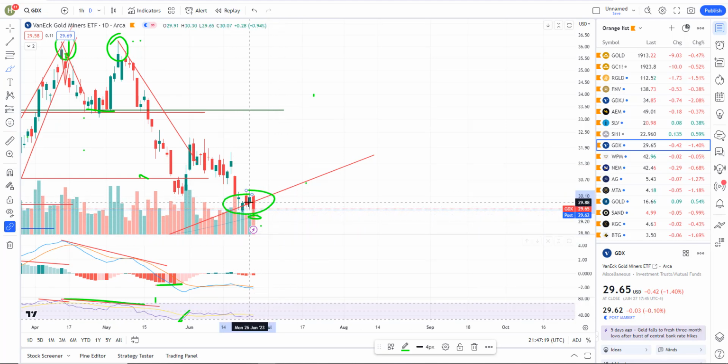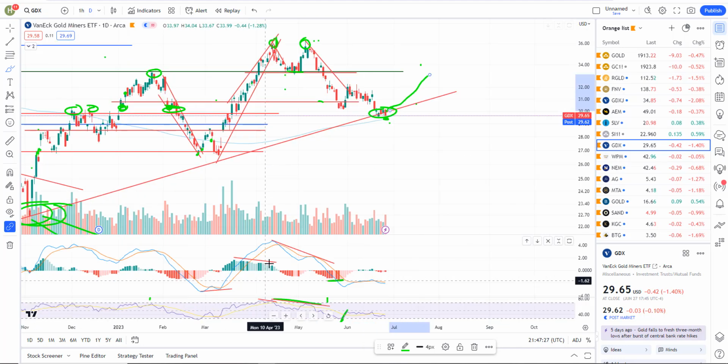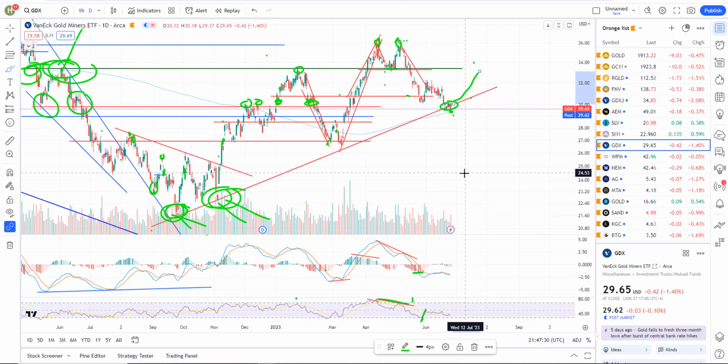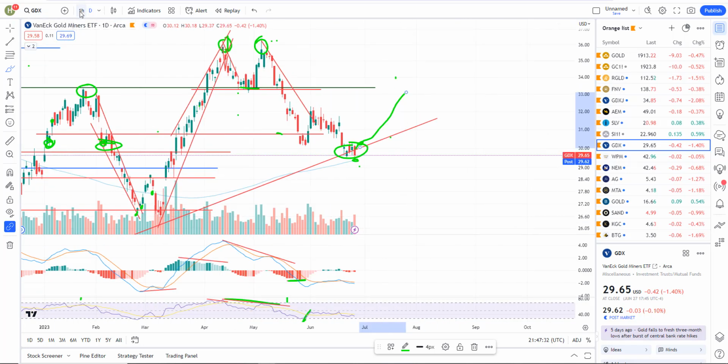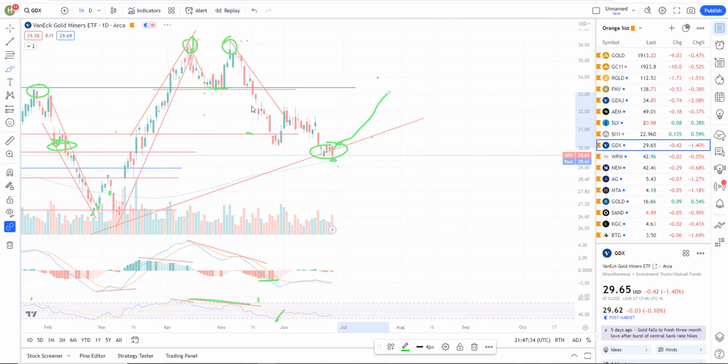I kind of like it right here, but ideally what I'd be looking for is some sort of recovery of this trend line. You get that, you're probably going to start to move higher for another leg higher in the gold mining stocks. So keep an eye on that. For now, I don't have enough to want to take a position.